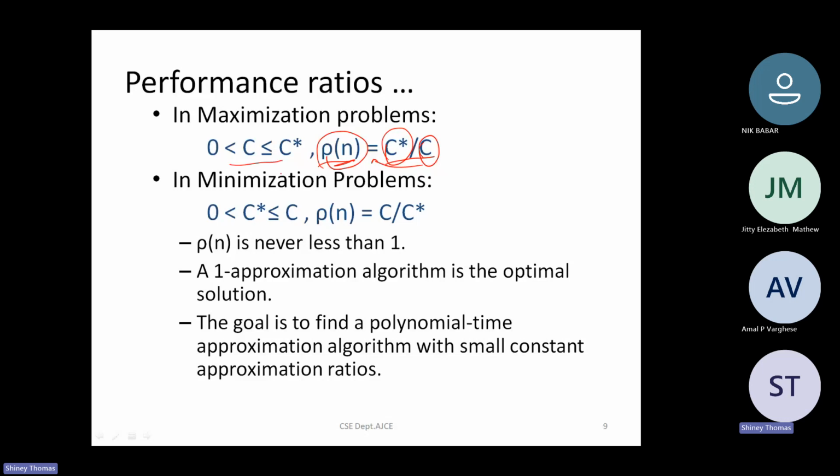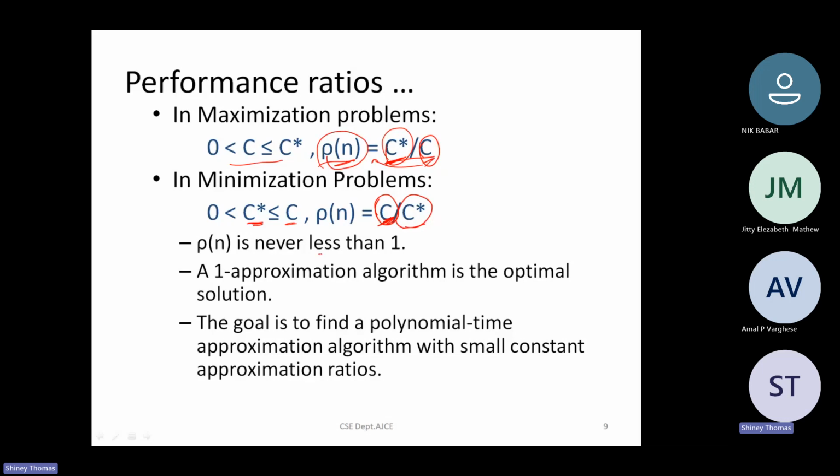When it comes to minimization, the optimal cost will be a lower bound on the approximate algorithm. So C star is here and C is here. What can we say about the solution to the approximation algorithm? It's going to be at most rho n times the optimal solution. Now we are saying that the approximate algorithm solution should be within rho n times the optimal solution.